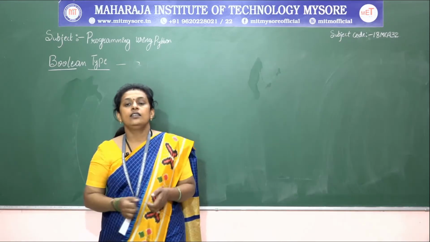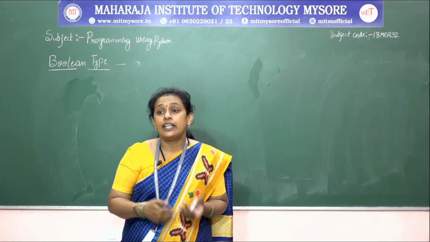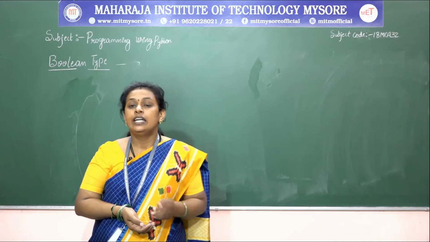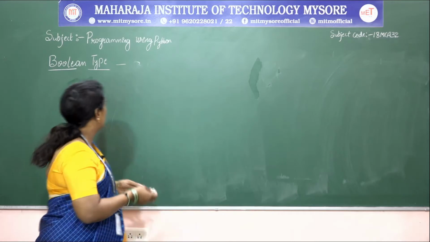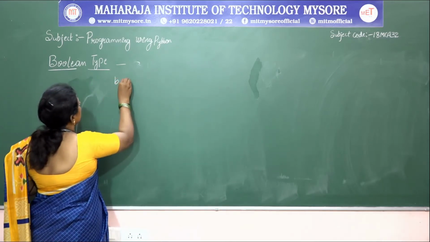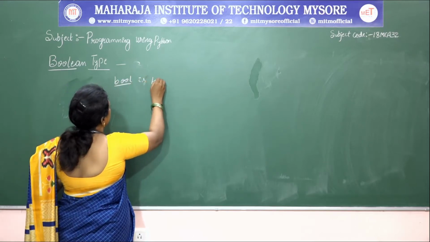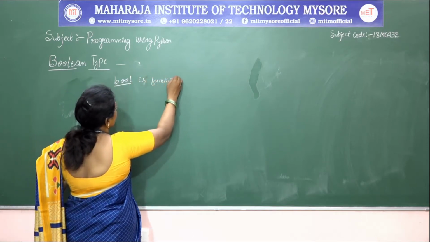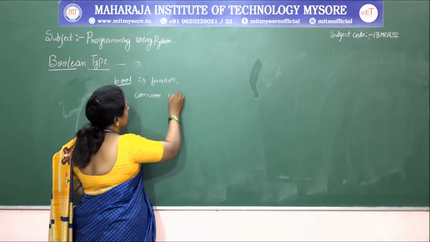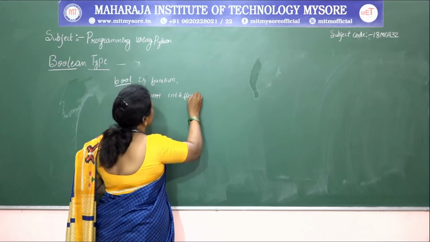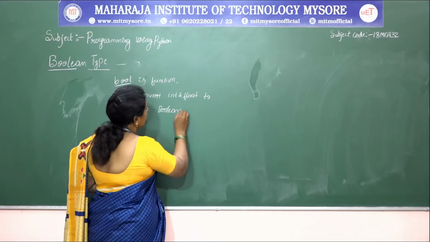Okay, let's see how integer and floating point numbers can be converted to the Boolean data type. For that we have a function called bool, which is going to convert integer and float to the Boolean data type.